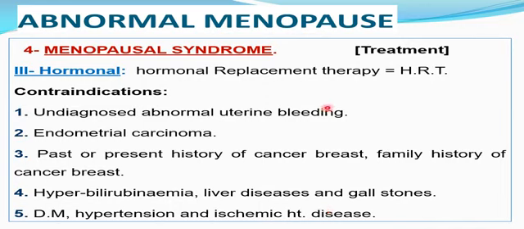Again, patients with abnormal or undiagnosed abnormal uterine bleeding, history of endometrial carcinoma in the family, or history of breast cancer or family history of breast cancer, or hyperbilirubinemia, liver disorders, and gallstones, those having diabetes or hypertension or ischemic heart disease.